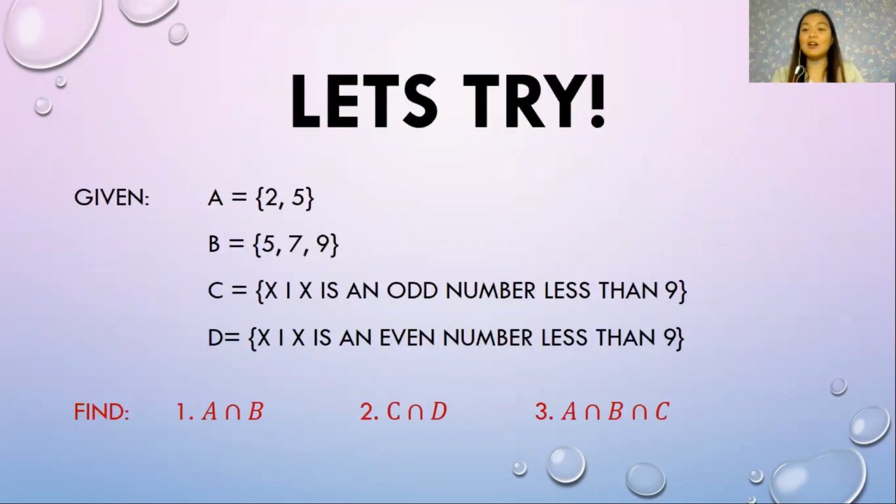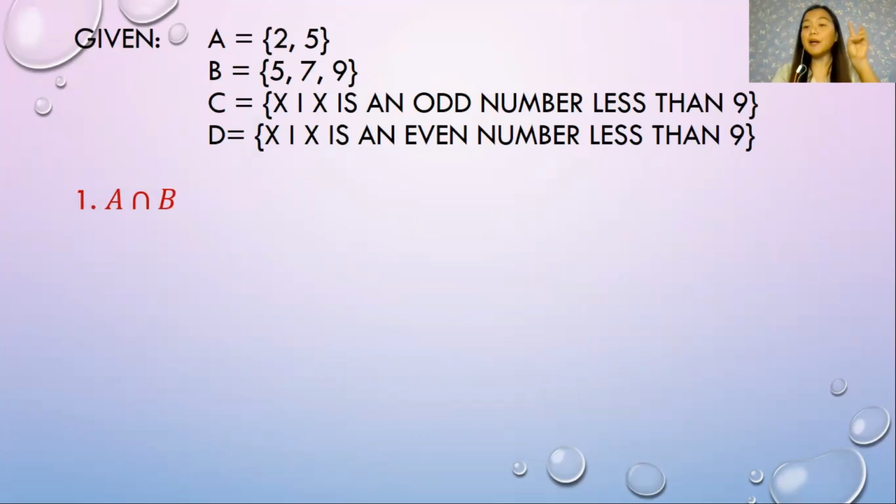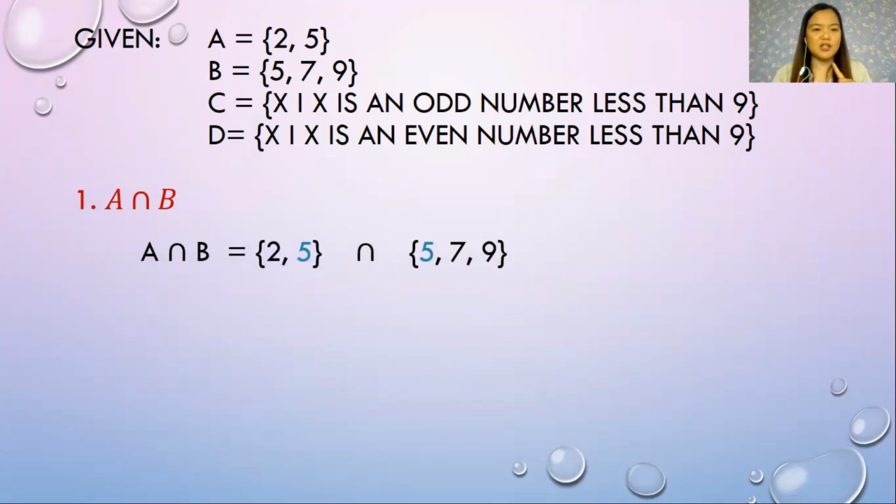Let's try also in intersection of sets. So, number 1, A intersection B, number 2, C intersection D, and number 3, A intersection B intersection C. Then, same given. So, ganyan. Pag intersection, yung common element lang. So, tignan natin A intersection B. I-substitute natin yung mga elements sa A. I-substitute natin yung mga elements sa B. So, tignan na lang natin yung common sa kanila. So, we have 5 as their common element. So, therefore, the intersection of A and B is equal to 5. Ayan na. Ganyan lang kasimple.